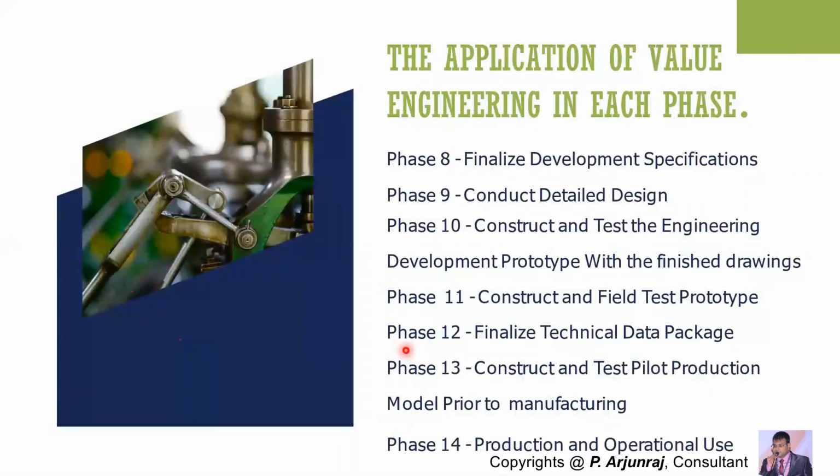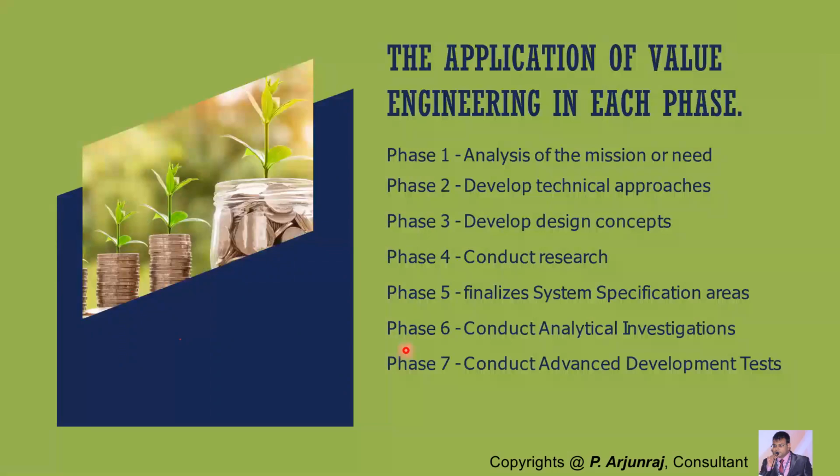Basically, I told you 6 important phases, but apart from those 6 phases, I'm going to subdivide into 14 phases. Okay, first you are going to analyze the mission of the requirement or need. What is the need? You have to understand and analyze the requirement. Then you are going to develop the technical aspects of the requirements. Then you're going to develop the design concept to meet the requirements. Next, you are going to conduct research for the requirements. Then you're going to finalize the specification. Then you're going to do some analytical investigations. Then you're going to do the design development.